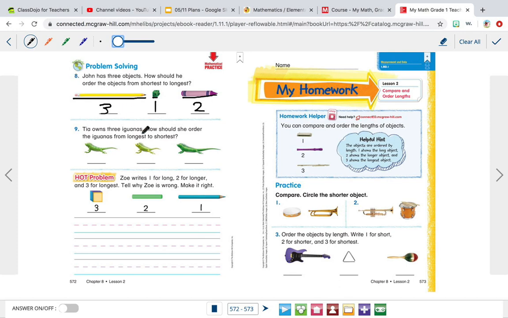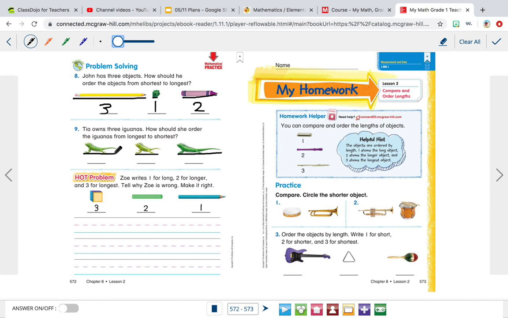There are 3 iguanas. How should she order the iguanas from longest to shortest? So now she's starting with longest. So this one started with shortest. This one starting with longest. So here's how long this iguana is. Here's how long this iguana is. And here's how long this iguana is. So we're ordering it from the longest to the shortest.